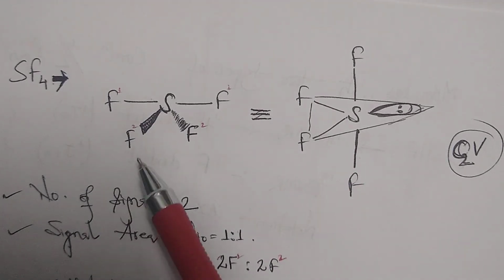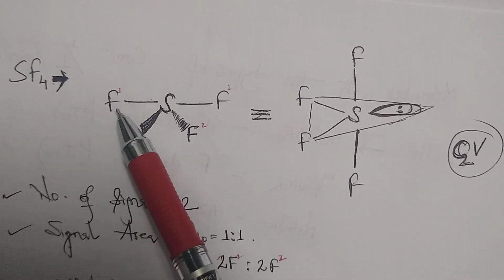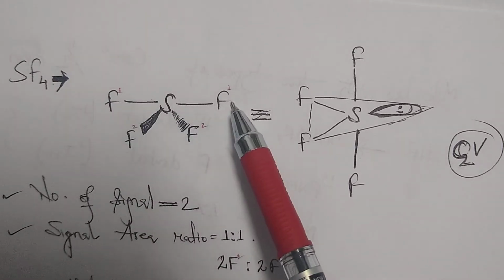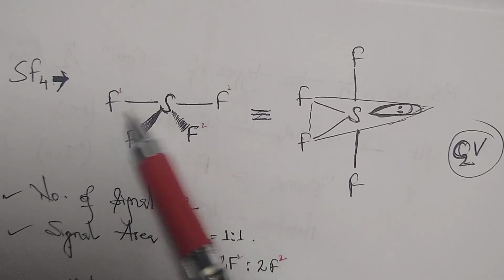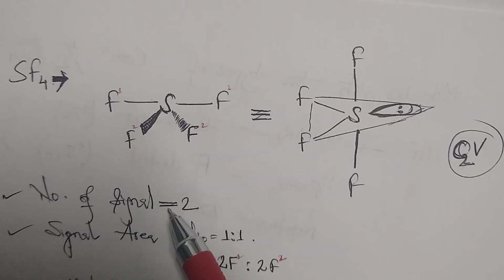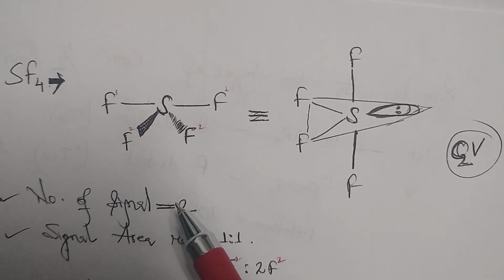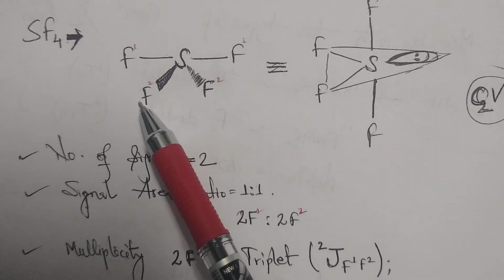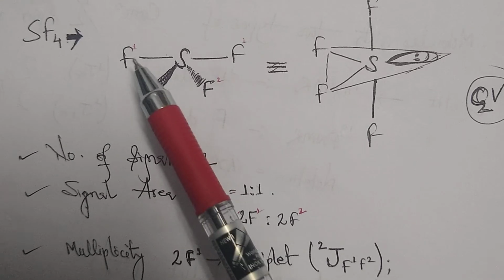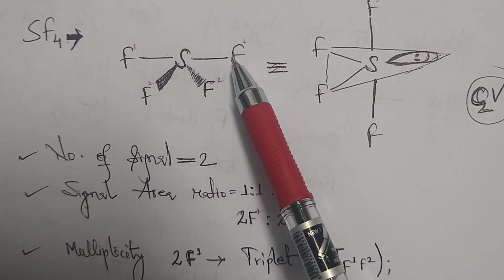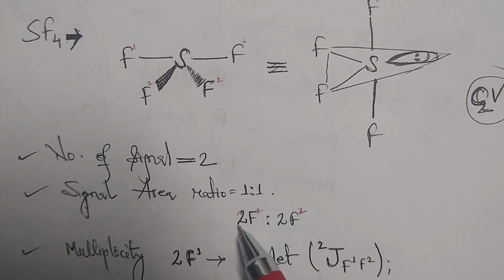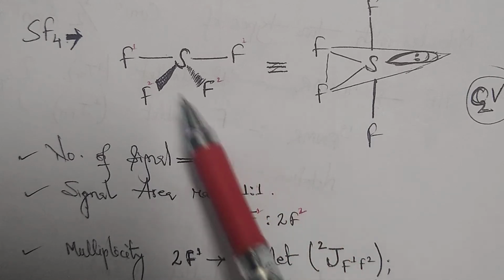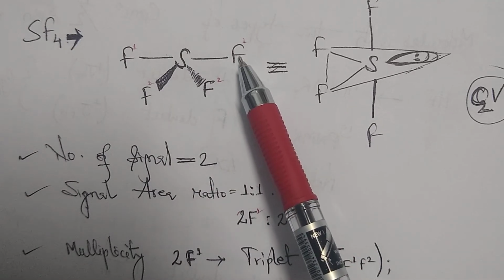So now if we consider, then we have two kinds of fluorine, that is fluorine numbered as 1 and fluorine numbered as 2. So we'll get 2 signals in the 19F NMR. Now if we talk about the area ratio, then for this signal in the SF4 molecule, we have 2 fluorine of different types than that of these 2 fluorine. So we'll get the area ratio of 1:1, because 2 fluorine of one type and 2 fluorine of the second type, what we have discussed in this molecule.